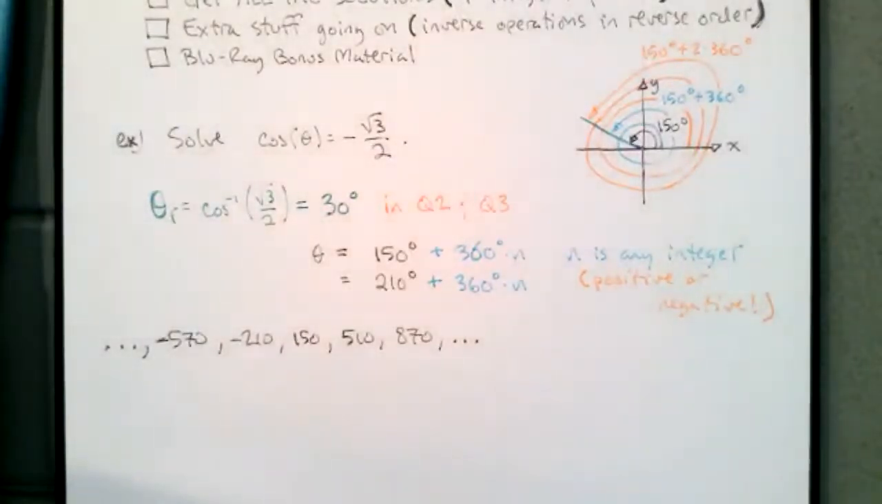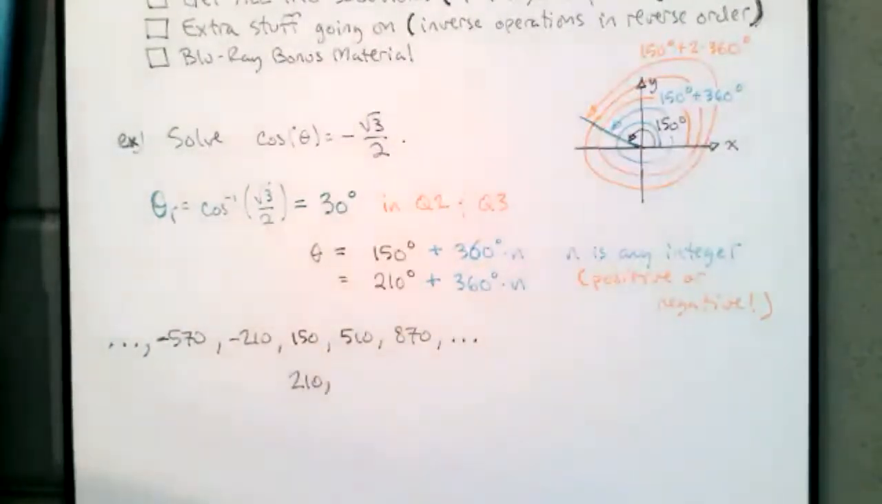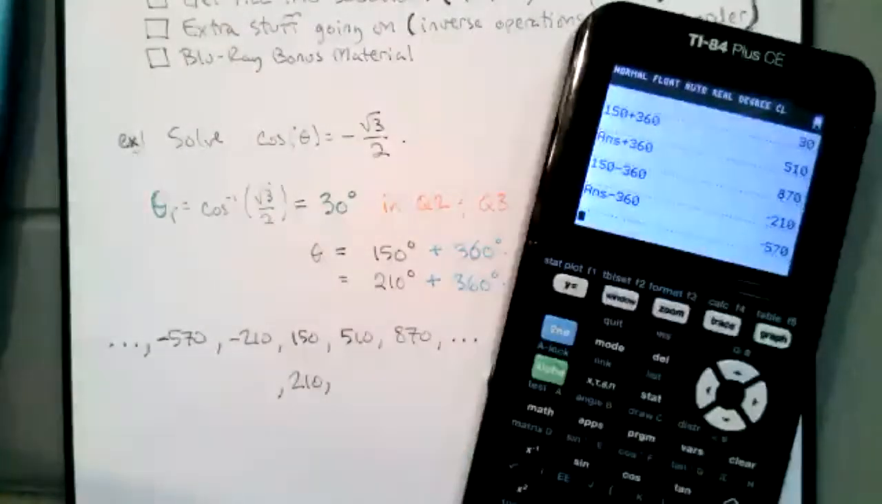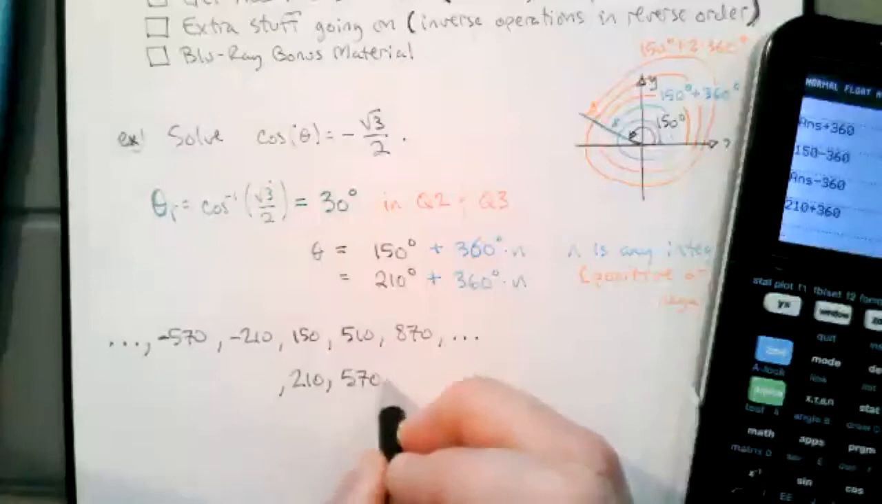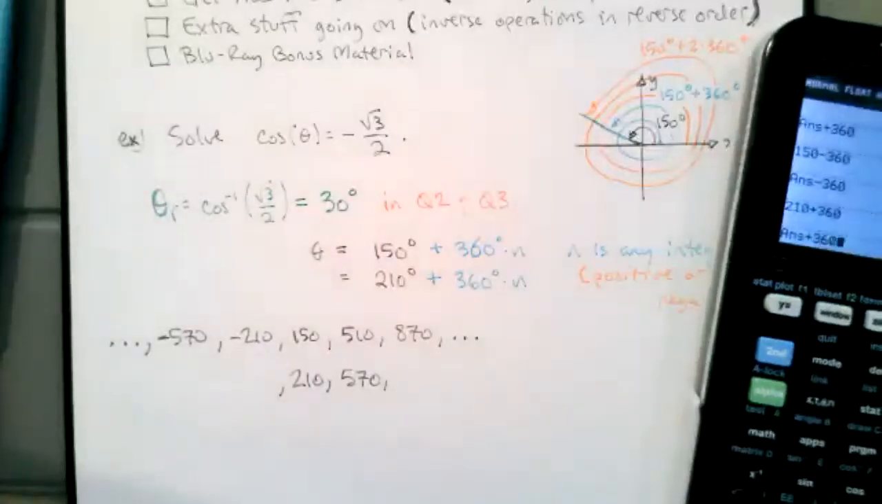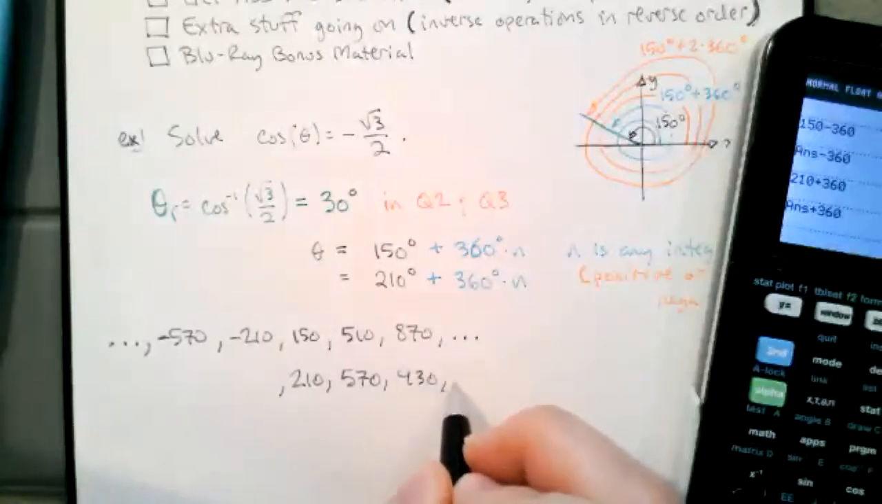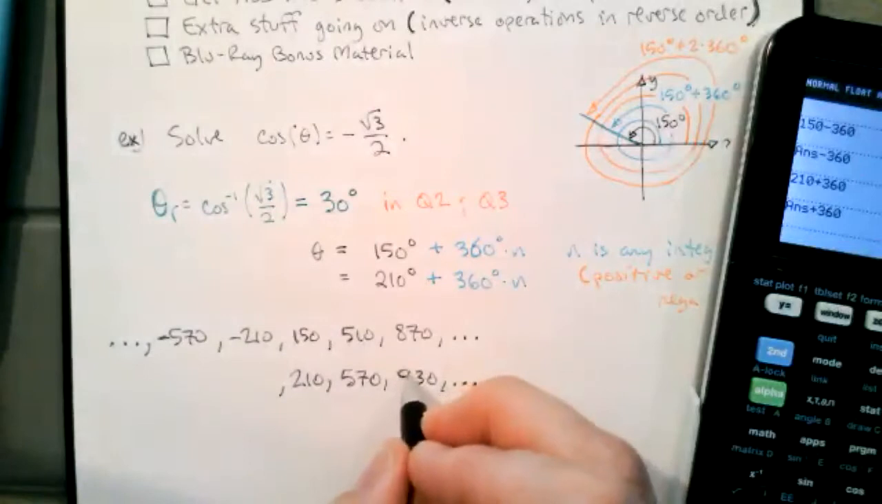These are not all the solutions. We've also got the 210. So we also have 210 plus all the integer multiples of 360. 210 plus 360 is 570. And we're going to start to notice some patterns probably. 570 plus 360 is 930. I have to stop there because that's way past my bedtime.